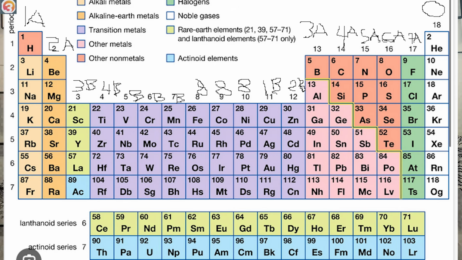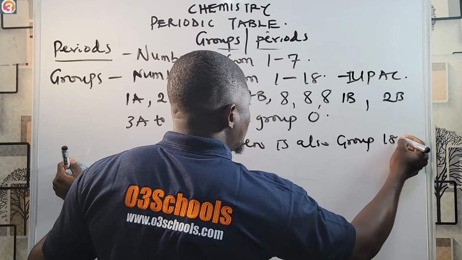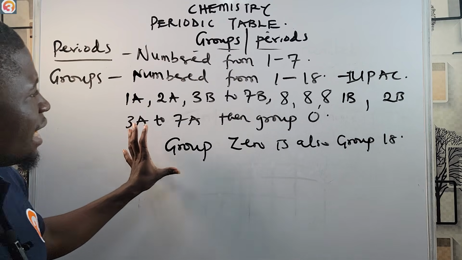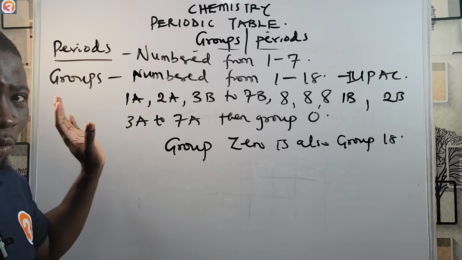Of course, group 0 is very glaring. That is the last group in the periodic table. That means group 0 is also called group 18. Group 0 is group 18. So that is how the periodic table is numbered.